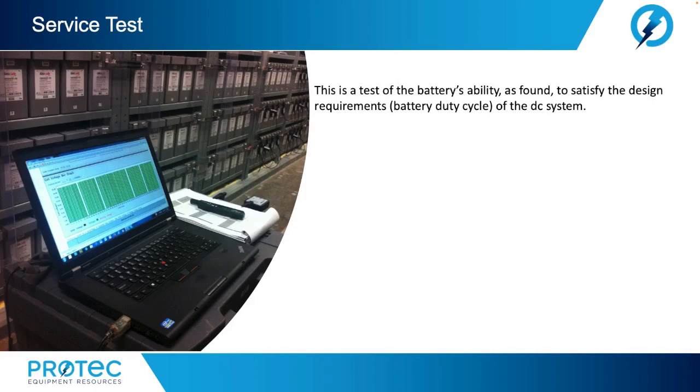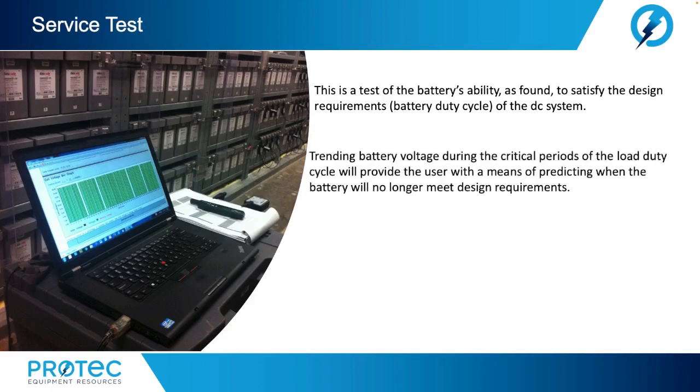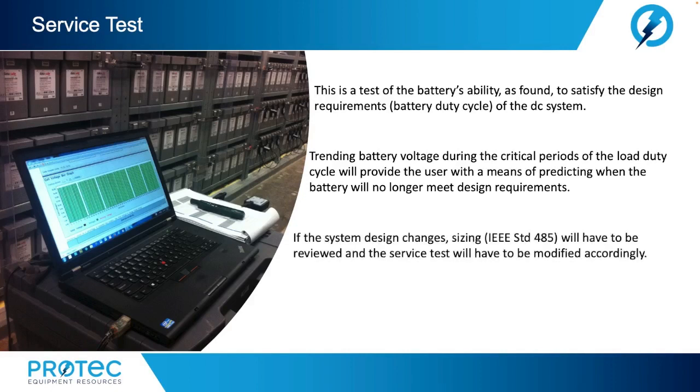And finally, the service test. This is a test of the battery's ability, as found, to satisfy the design requirements of the DC system. Trending battery voltage during the critical periods of the load duty cycle will provide the user with a means of predicting when the battery will no longer meet design requirements. If the system design changes, sizing will have to be reviewed and the service test will have to be modified accordingly.